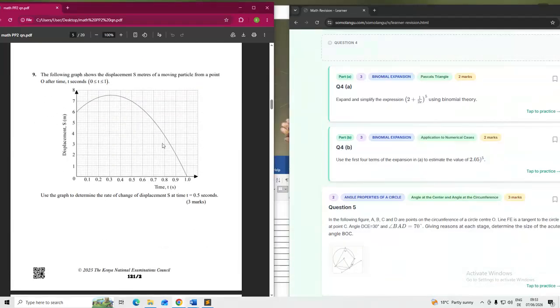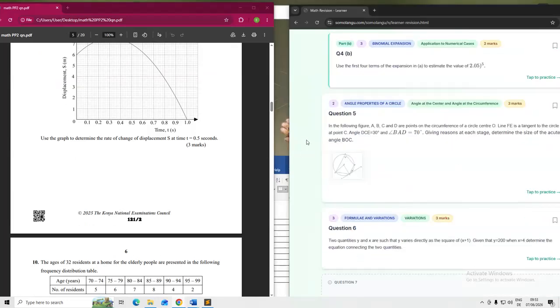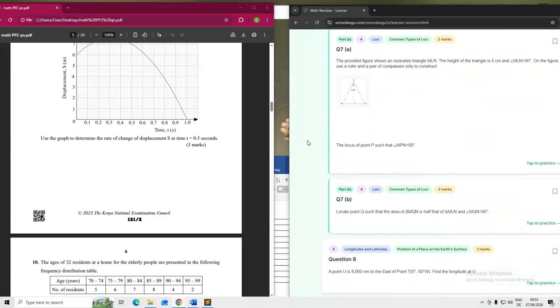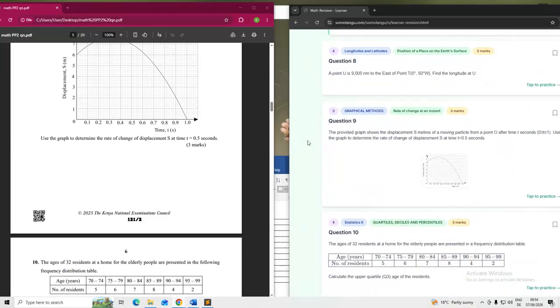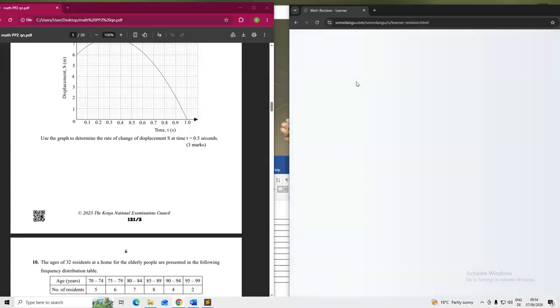You have a graph that shows the displacement s meters of a moving particle from a point 0 after a certain time. And the question is, use the graph to determine the rate of change of displacement. So let's go to Somolangu and see what topic is being tested here. Question number 9. This is a Form 3 topic, graphical methods, and more specifically, rate of change at an instant, a 3-mark question.